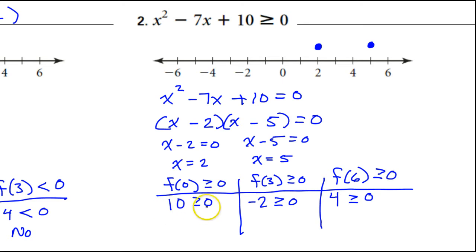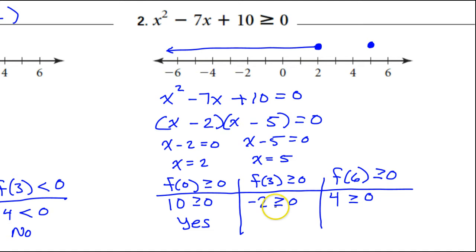Well, is 10 greater than or equal to 0? Yes, it is. So that means 0 is a solution. So if 0 is a solution, that means every point in this interval is a solution. And I'm going to show that by drawing this ray over here. All of these points are solutions.